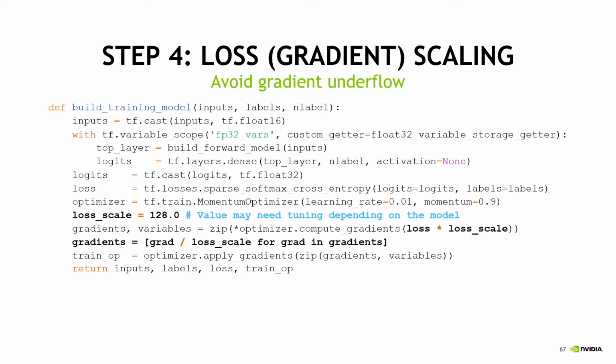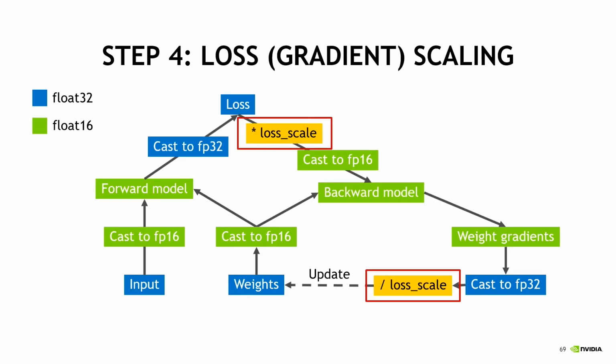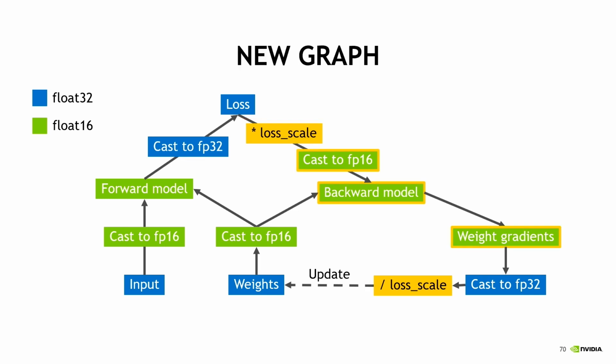But internally, they were still computed in FP16, which is why we wanted the range shift with the loss scale. Just highlighting these: this raises the exponent during the backwards pass, and this returns the gradients to the correct exponent. Again, schematically, we've added this multiply by loss scale just after creating the loss, before we pass to the backwards pass. This then goes through the backwards pass layers in FP16, is cast back to FP32, and here's the rescaling that we added of the gradients. The effect is that the whole backwards pass is shifted up in range, and so we avoid these underflow issues with very small gradient values represented in float16.